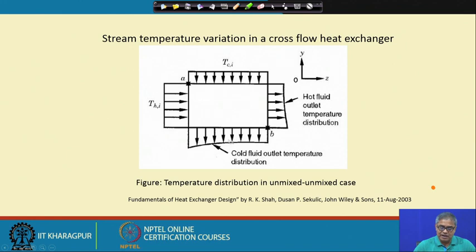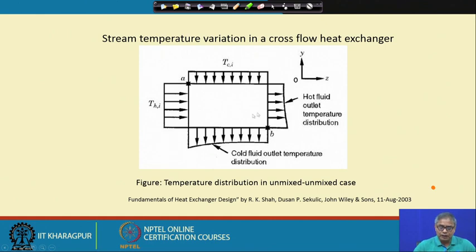Here we can see that at the exit the cold fluid temperature has gained some temperature, it has been heated, but the maximum gain in temperature is here where it is in close contact with the hot fluid. This hot fluid, just after entering, will come across cold fluid and have the maximum temperature difference. So, the maximum amount of heat transfer will be possible. Here the cold fluid will have the highest temperature and then it will reduce.